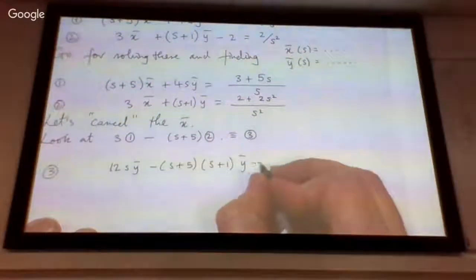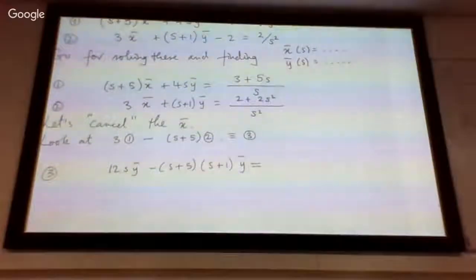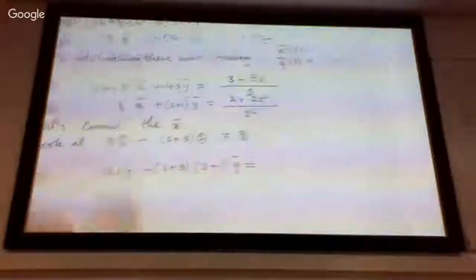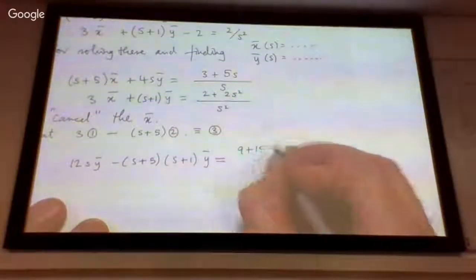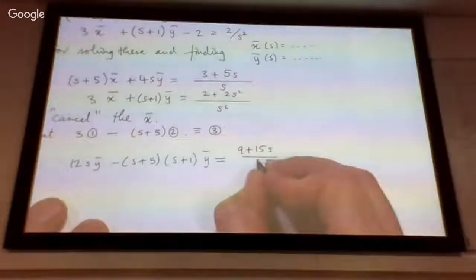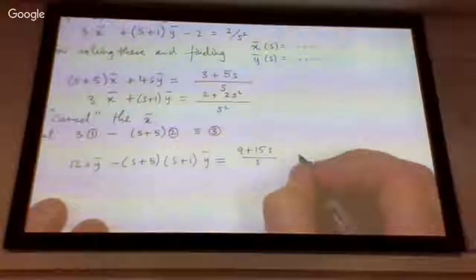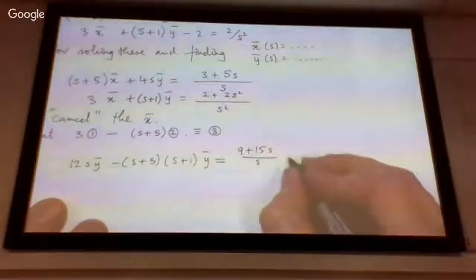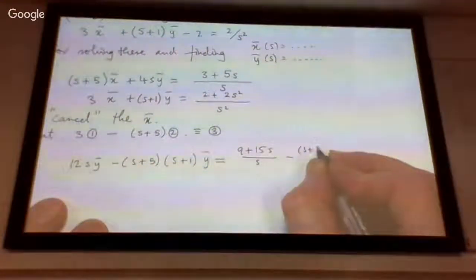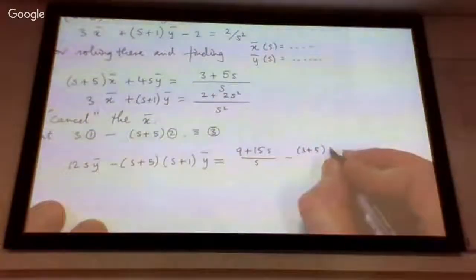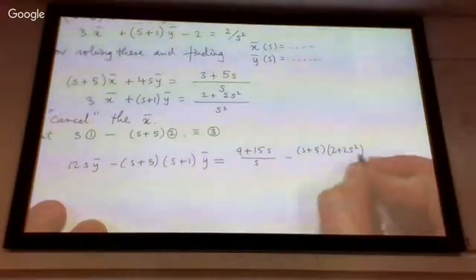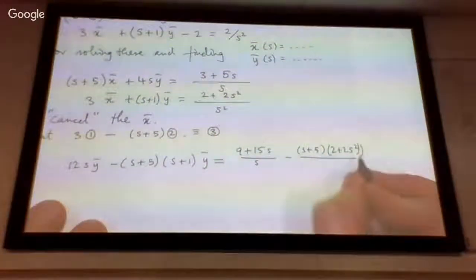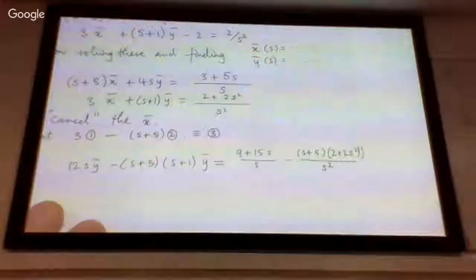Now the right-hand side is going to be a bit hairy. You have 3 times the right-hand side of 1, which is 9 plus 15s over s, minus s plus 5 times the right-hand side from equation 2, which is 2 plus 2s squared, all of it over s squared. Agreed?